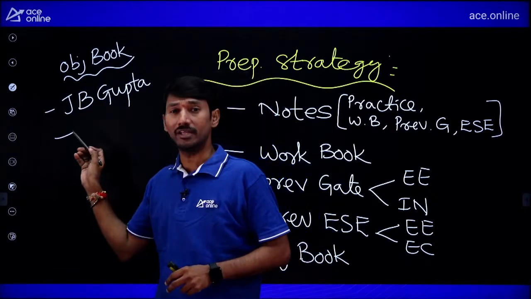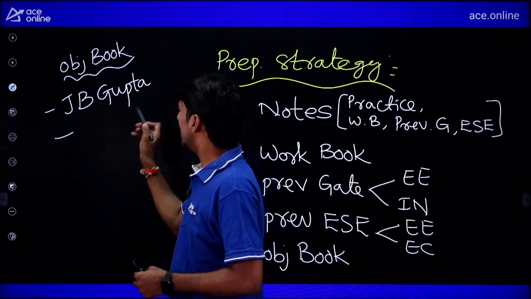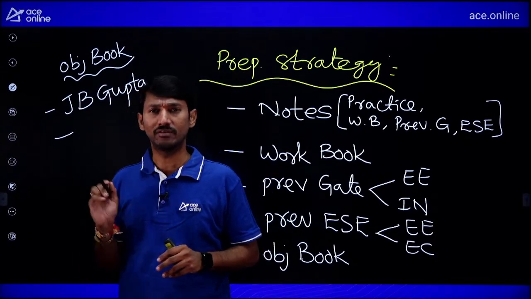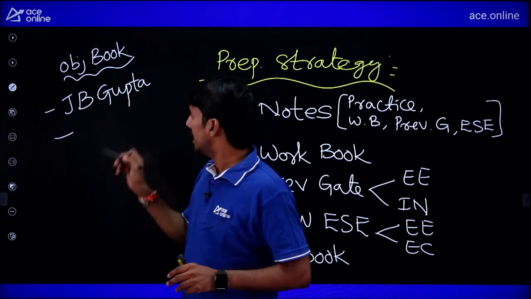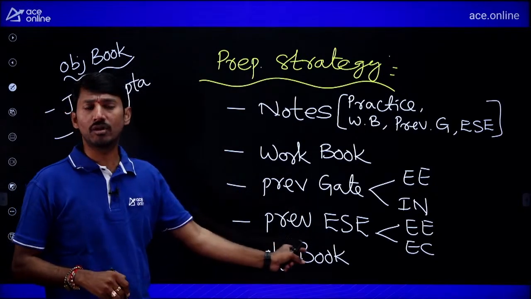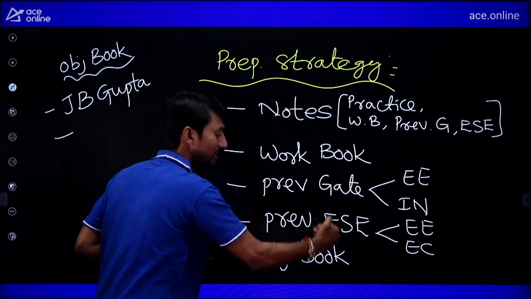Correspondingly, S. Chand Publications also has one objective book. But if you are following J.B. Gupta, it is more than enough, no problem. S. Chand Publications' electrical objective book is also there. If you follow this, that will be an added advantage to solve a greater number of questions. This is the strategy to follow.